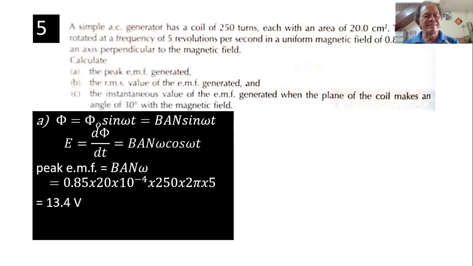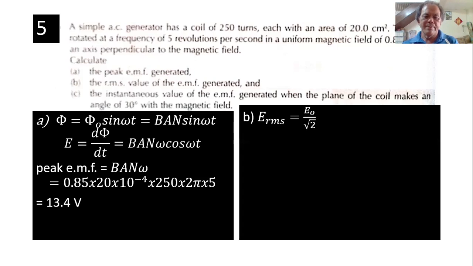How to calculate root mean square? Can you remember? Just take your E naught divided by root 2. That's all. 13.4 divided by root 2. Instantaneous value of EMF generated when the plane of the coil is at 30 degrees with the magnetic field. How to calculate? We have already done that earlier. Give me the correct formula so you can remember.